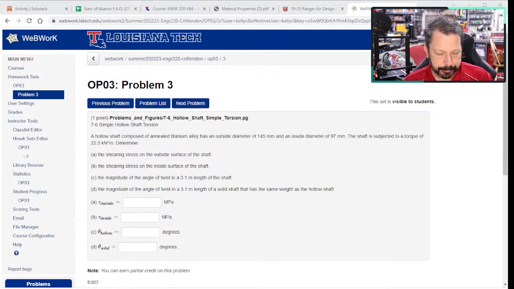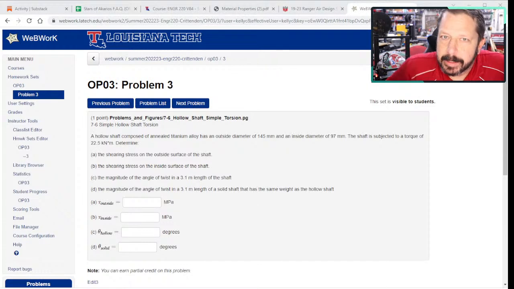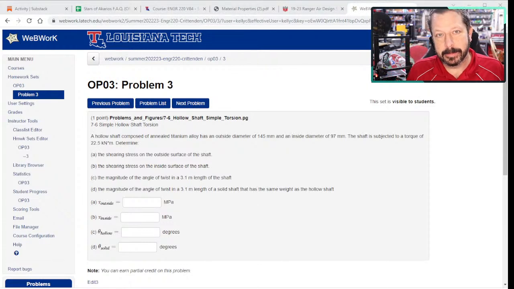All right. This one doesn't have a picture in it, and a lot of times you'll have these torsion problems with no picture because the picture is just a solid rod or a hollow rod, something like that. This one's hollow, so we haven't done a hollow one, at least not in the stream.